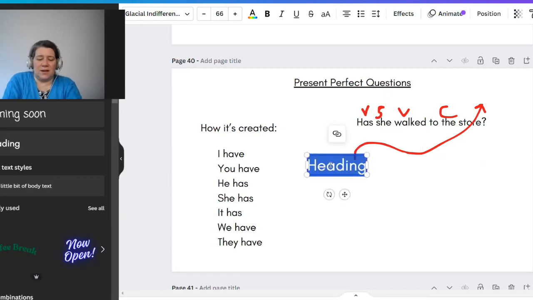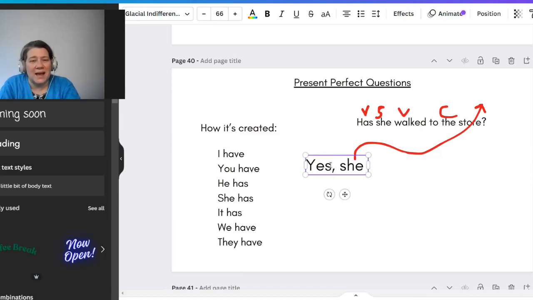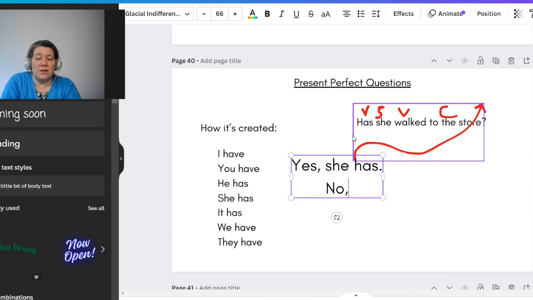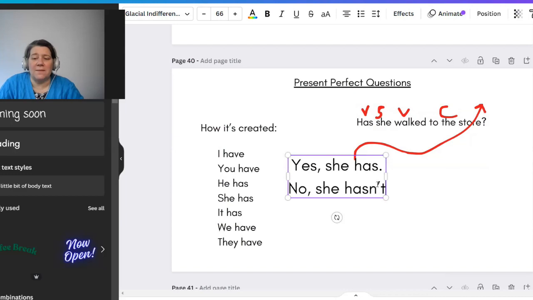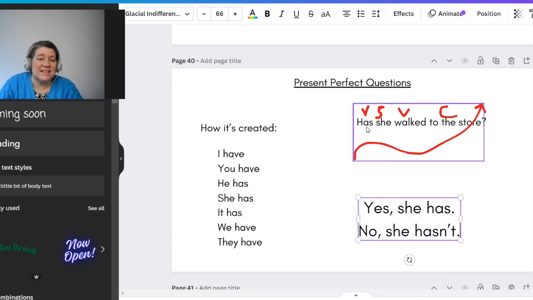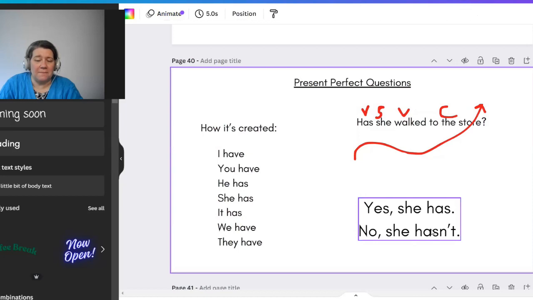Yes, she has. And remember how you answer these questions? You always answer them with the same verb that was used to ask. Yes, she has. No, she hasn't. Okay? The answer is always the same verb as the auxiliary, the same verb that we started with. Okay? Yes, she has. No, she hasn't.